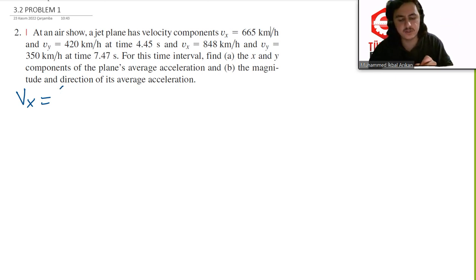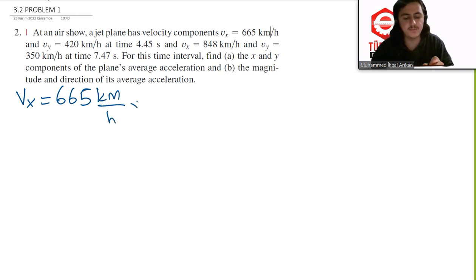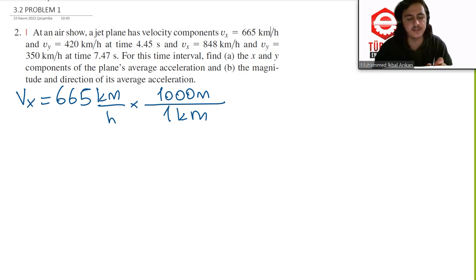So our x velocity is 665 kilometers per hour. I will multiply this to get rid of kilometers. I will put 1000 meters equal to 1 kilometer, so this is actually 1 over 1 and multiplying has no effect, but I get rid of kilometers. Then I must get rid of 1 hour, so I put 1 hour above, and I need SI units, meter per second, so here I will put seconds.